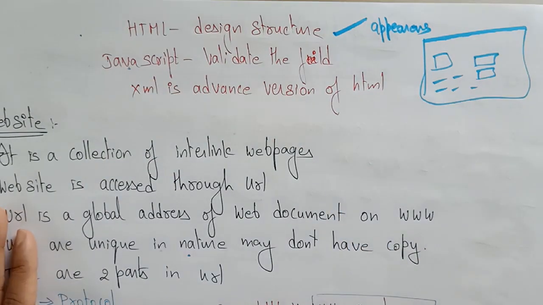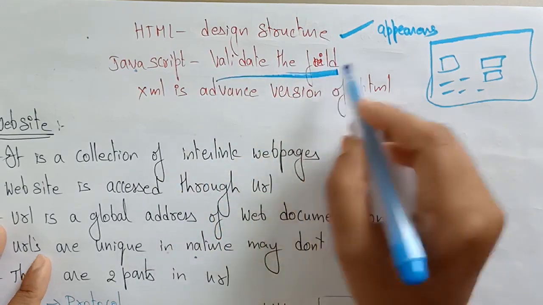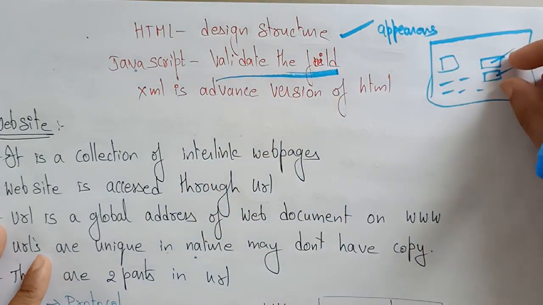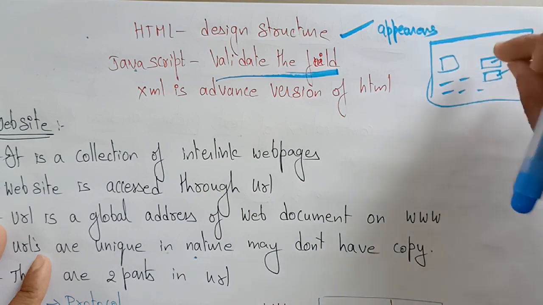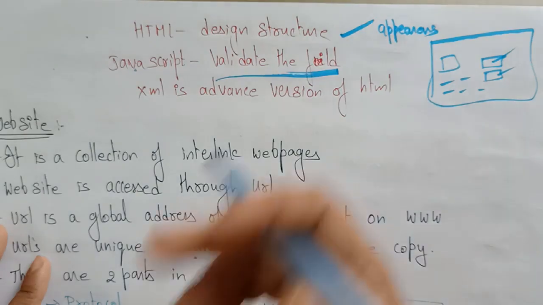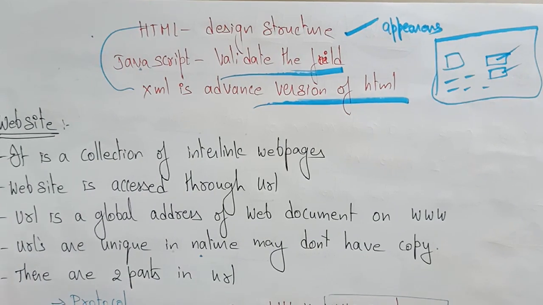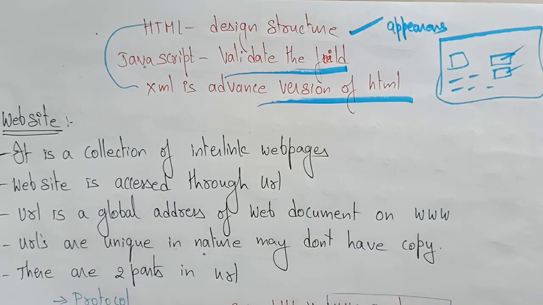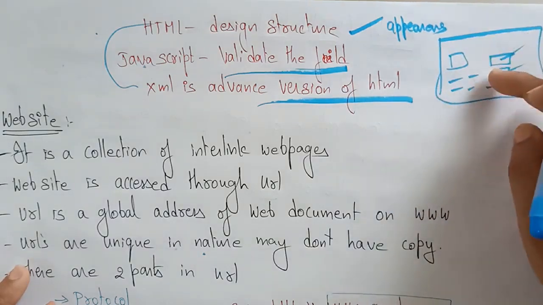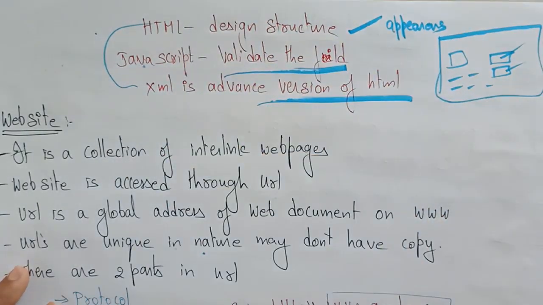Then what about JavaScript? Web pages are created by using JavaScript also. JavaScript validates the fields, whatever fields are present in the design structure that we created in the web page. To validate those fields, the text boxes, we use JavaScript. And XML is just like HTML, just an advanced version of HTML. So that is a web page. A web page consists of normal text, images, video clips and hyperlinks, and it is designed by using HTML, JavaScript and XML.